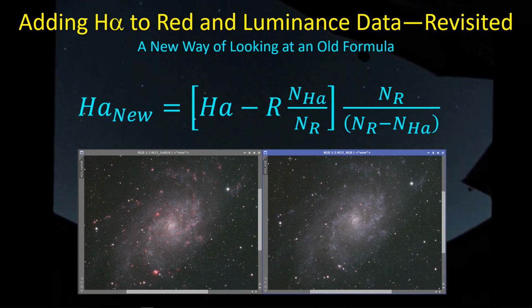I just want to take a new look at that formula and point out a few things where maybe we can simplify the process and help us understand a little bit more about what it's doing and how we can go about trying to add in HA data, as we can see here in M33, to an M33 image that has no HA data. And that's what we're going to talk about.